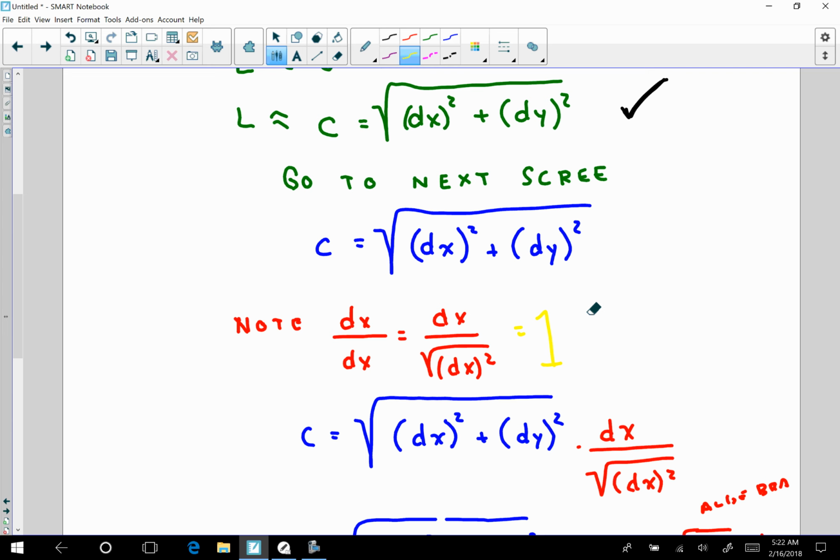They both equal 1. So since they both equal 1, I can take this one thing and multiply it by the square root and not change its value. And that's exactly what I'm going to do here. I'm going to take that 1 and multiply it by the square root thingamajiggy. And look what I have.